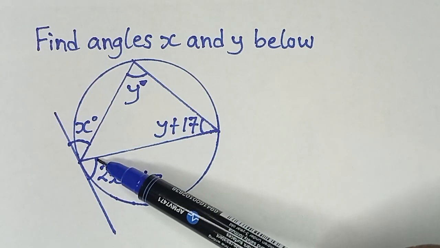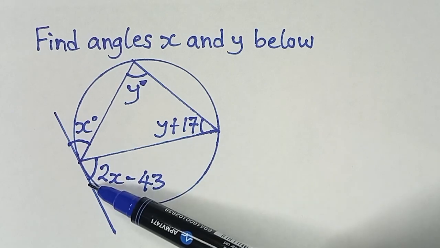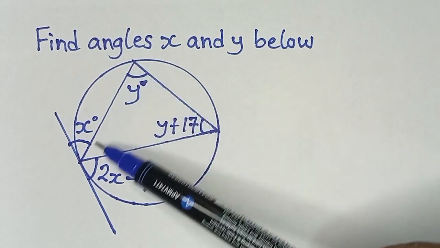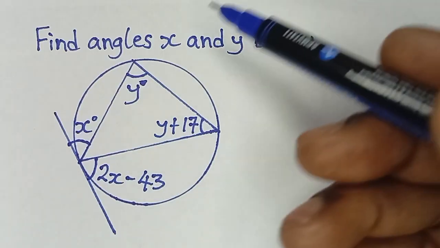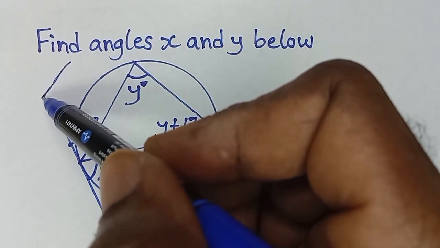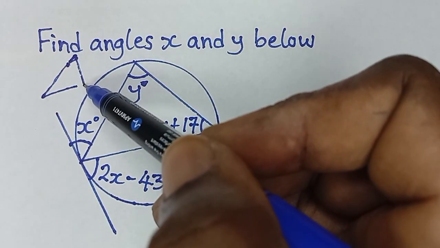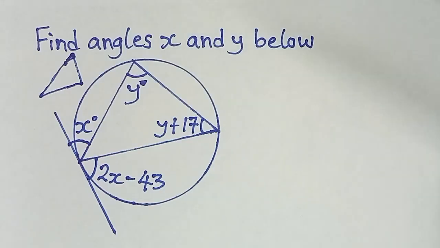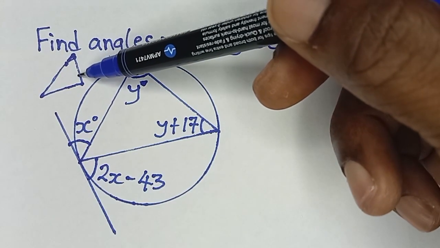And then we have this angle here. This chord is making this angle with the tangent, just as this chord is making this angle with the tangent. But before I continue, I would like to give a small illustration here. Let's say something like this now. This is a triangle.